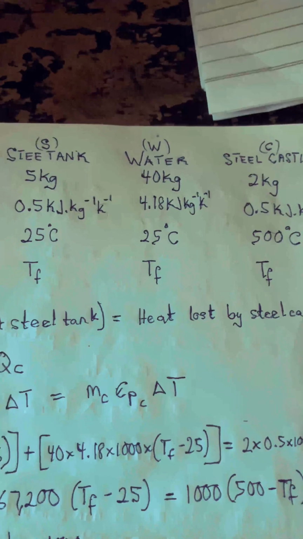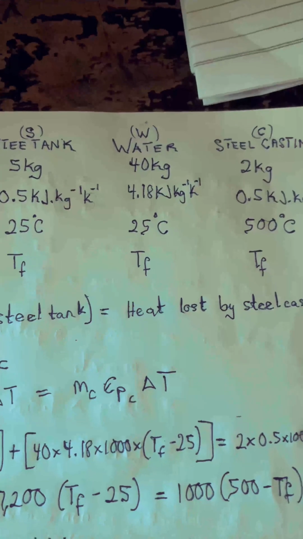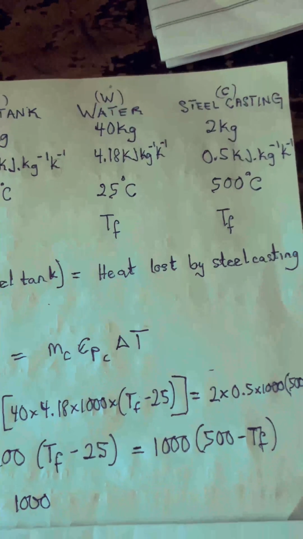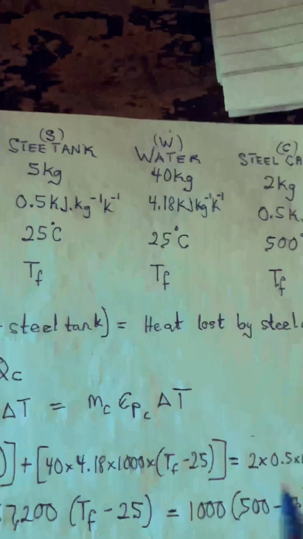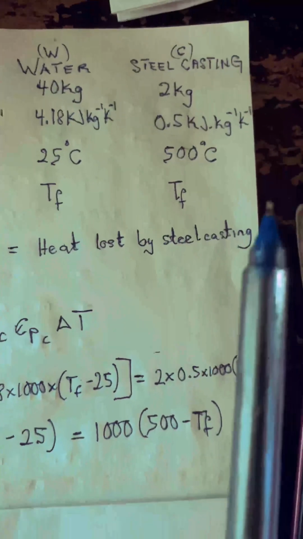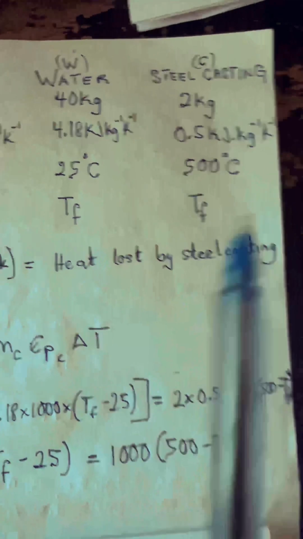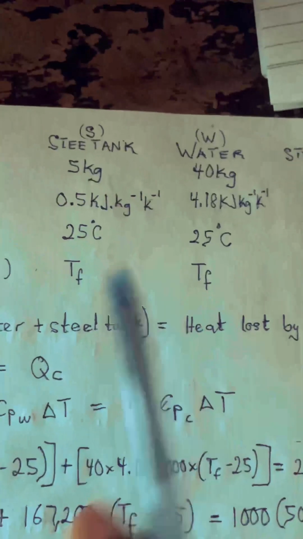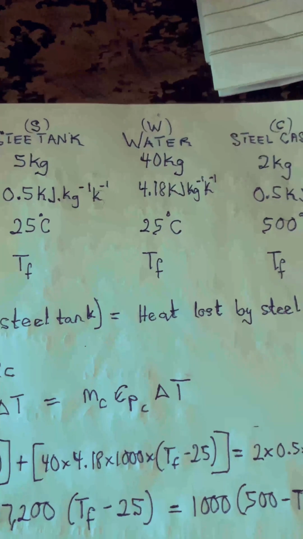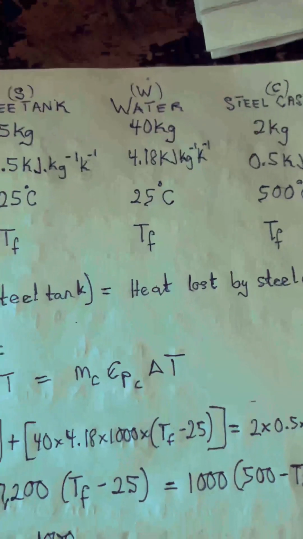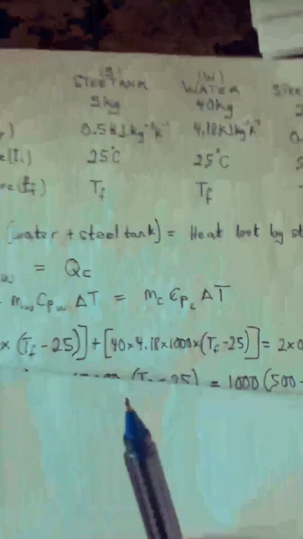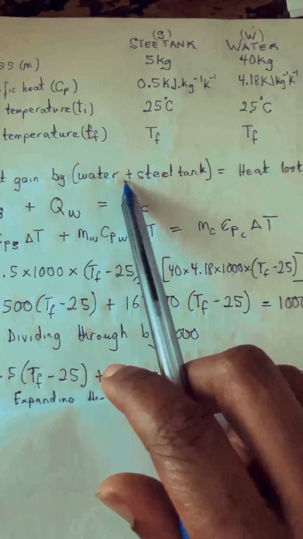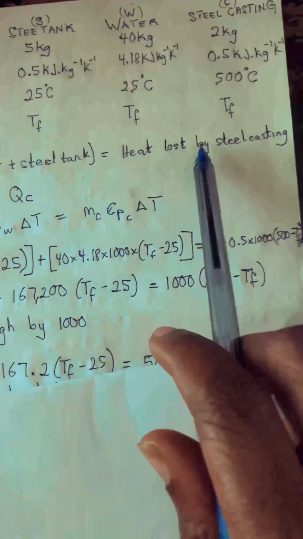That means from the second law of thermodynamics, heat will always flow from a higher value to a lower value. So here the steel casting is very hot, so heat will always flow from a hotter body to a colder body. The heat lost by the steel casting will be gained by the steel tank and the water, and after some time they are all going to attain the same thermal equilibrium and have the same temperature. So we can write our equation: heat gained by water and steel tank will be equal to heat lost by the steel casting.